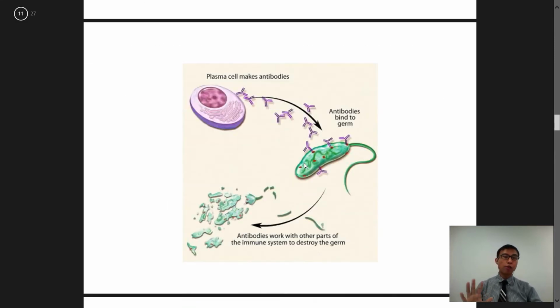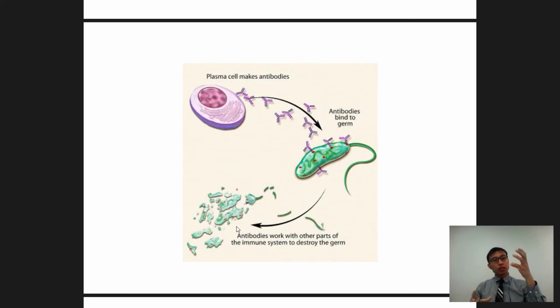Okay, so we have a small diagram, the plasma cells making the antibodies, which are made of protein, okay, it's going to bind to the pathogen, and this pathogen could be broken down by the antibodies, or maybe the antibodies will help the phagocyte to engulf this pathogen matter.